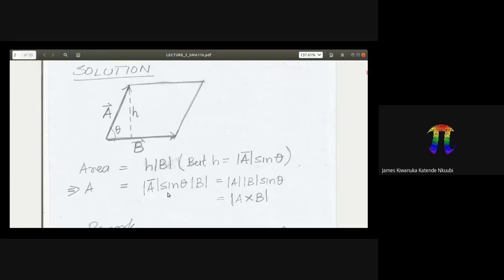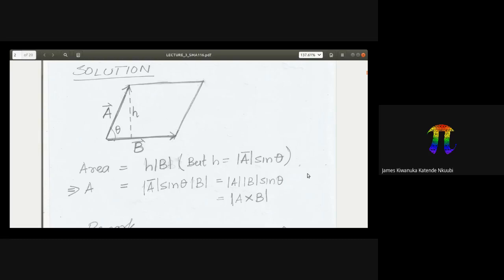So it means the area, this is supposed to be area, not A. So this should be area. The area should be equal to the magnitude of A times the sine of theta, which gives you the height, multiplied by the length of the base. And that simplifies to magnitude of A, magnitude of B, multiplied by the sine of theta. But from the definition of a cross product, we know that this is precisely the magnitude of the cross product. So the magnitude of the cross product simply represents the area of a parallelogram with sides A and B.